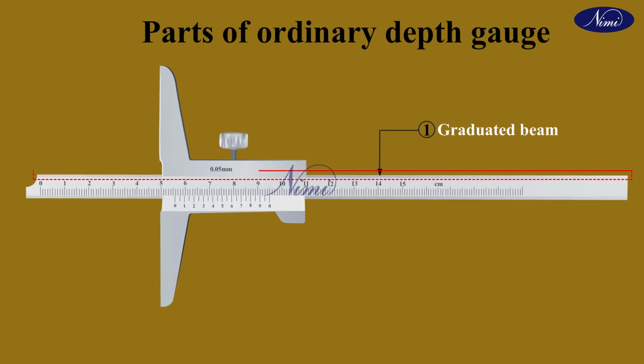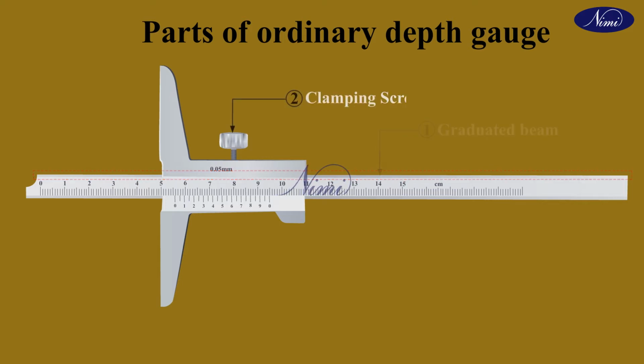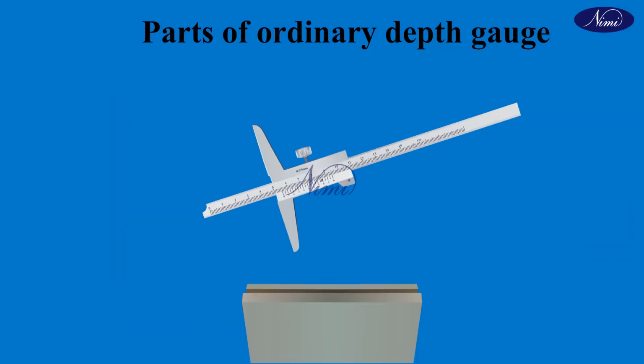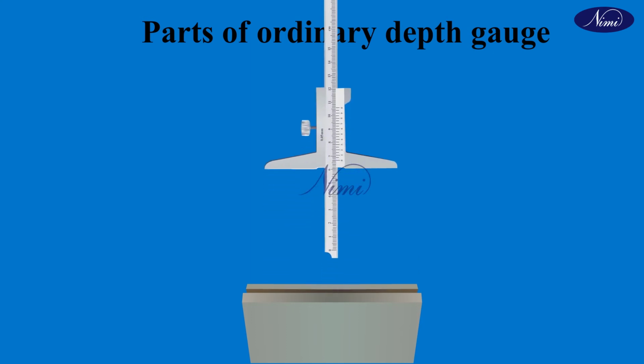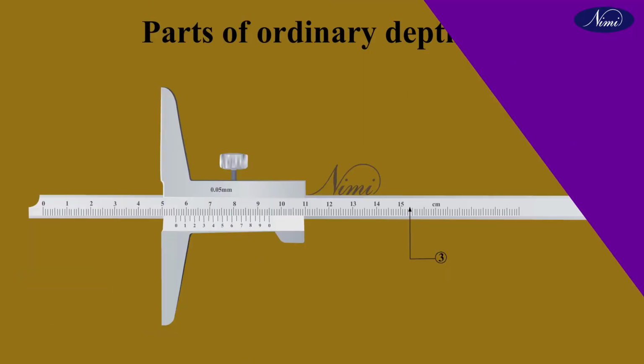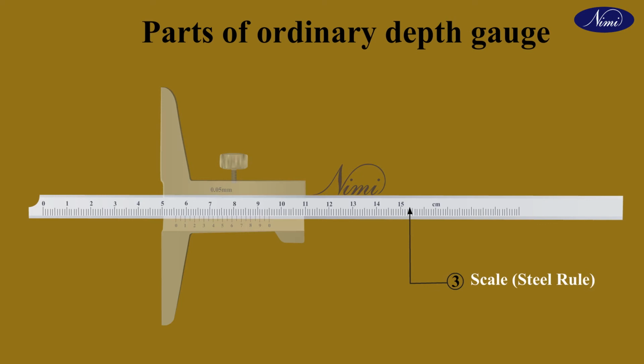In this graduated beam, the range available is 0 to 200 mm. Number 2. Clamping screw. The clamping screw is used to lock or tighten after the adjustment is made according to the job height.